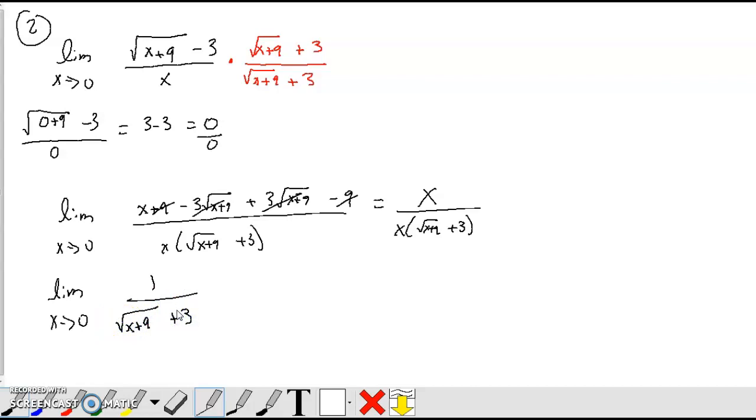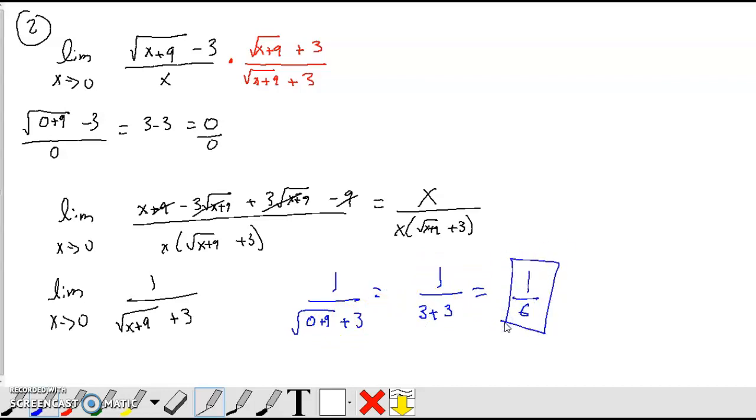So now I should be able to plug in. I'll do it in blue. So 1 over the radical of 0 plus 9. 0 plus 9 is 9. The radical of 9 is 3. And 3 plus 3 is going to give me 6. So my answer should be 1 over 6. And that is your rationalizing technique.